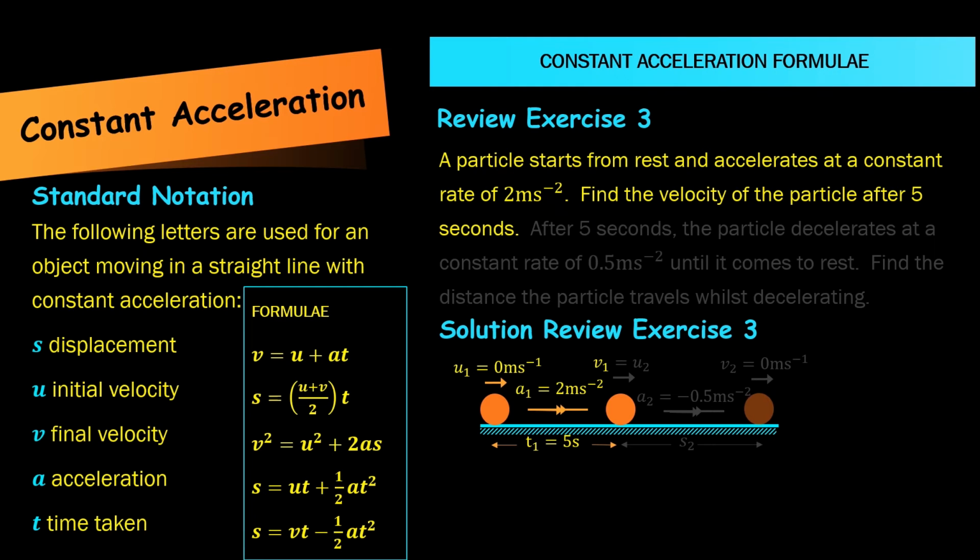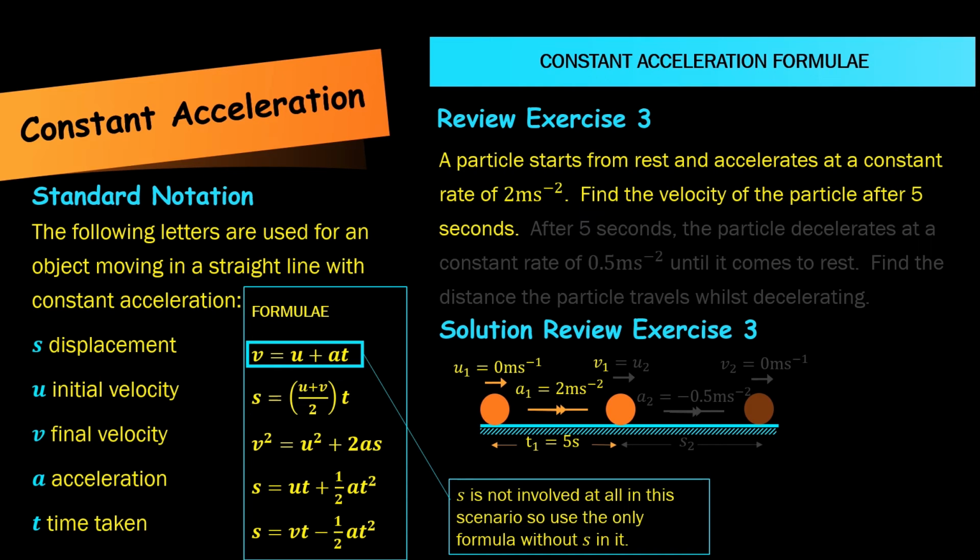So let's solve the first part of this exercise. Notice that this focuses on the first part of the journey, and this is why we've shaded out the second part of the journey and focused on the first part. Furthermore, in this part of the journey, we have the value of u and a and t, and we are required to find v. s is not involved at all in this scenario, so we only use the formula without s in it, and this formula is v equals u plus at.